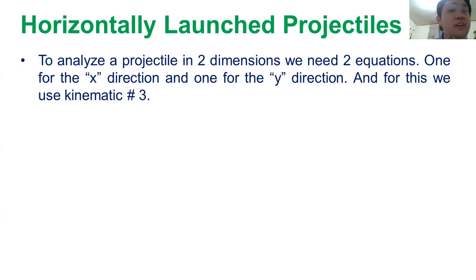One for your X direction and one for your Y direction. So how do we analyze the projectile in 2 dimensions? Based on the equation, what equation can we use? Again, we can use the equation of motion, or the kinematic equation. Equation number 3. Remember this equation? S is equal to UT plus 1/2 AT squared.